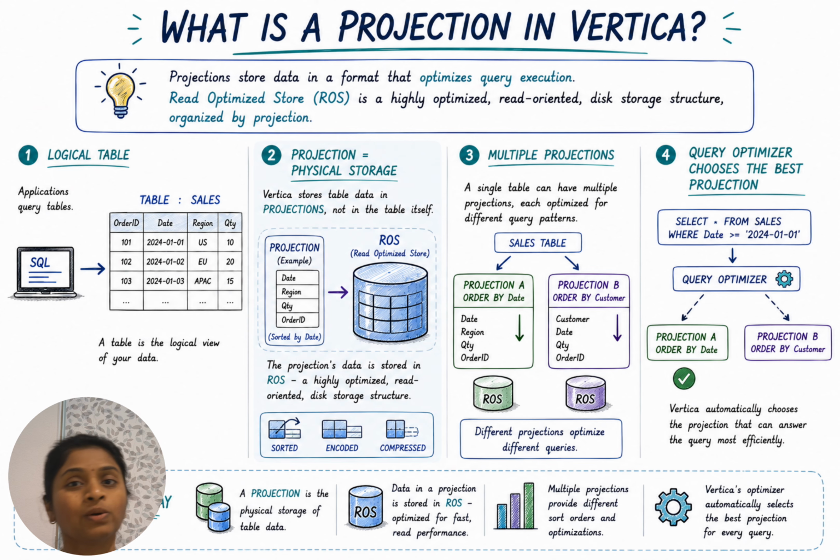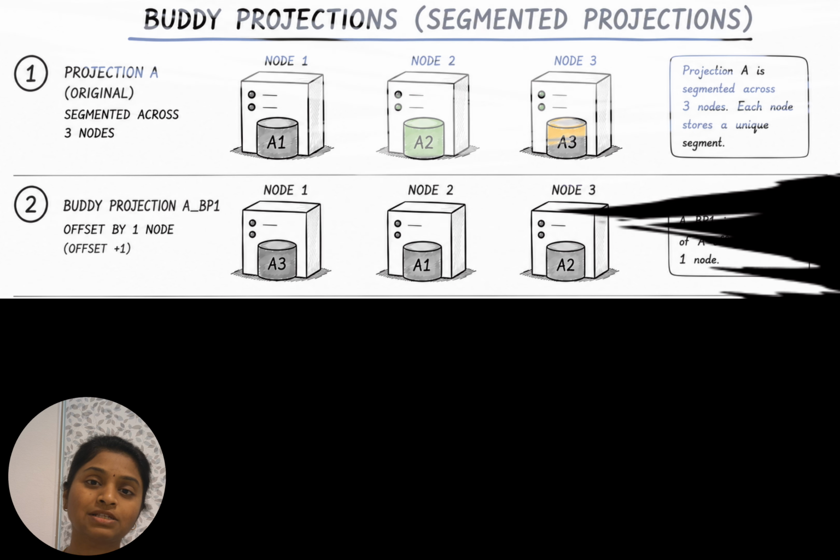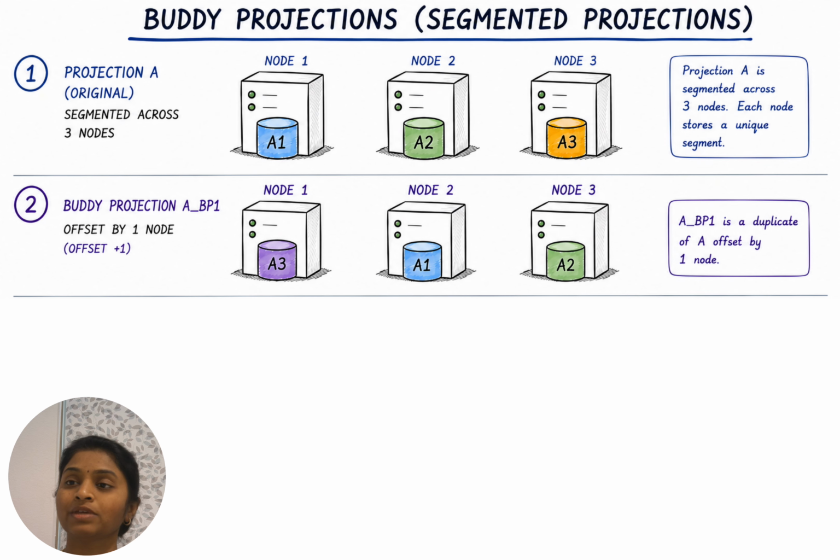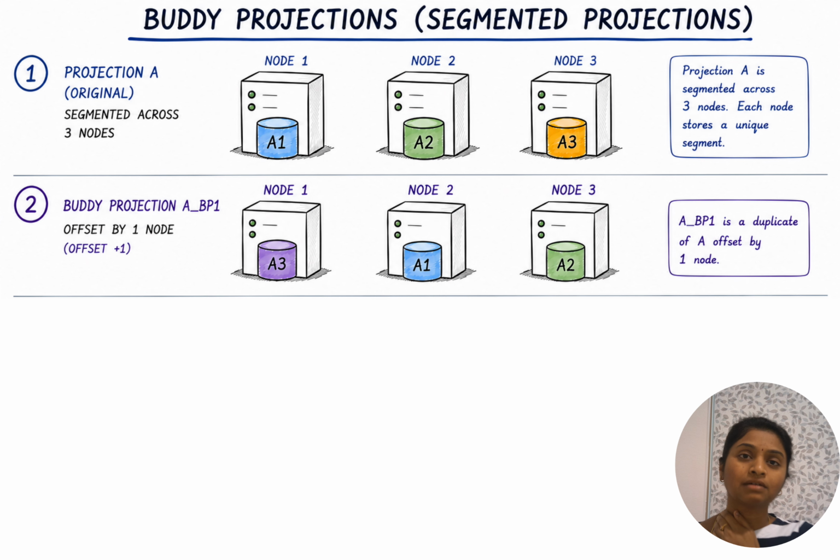That's the foundation. Next, we'll review segmented projections, which is basically where Vertica splits the data across the nodes in the cluster. So Vertica creates a buddy projection, which is basically an identical copy of A. Here is the trick. It shifts every segment one node over. The copy of A1 lands on node 2, node 2's copy moves to node 3, and node 3's copy wraps around to node 1. Same data offset by one node. So no copy ever sits on the node that holds the original.